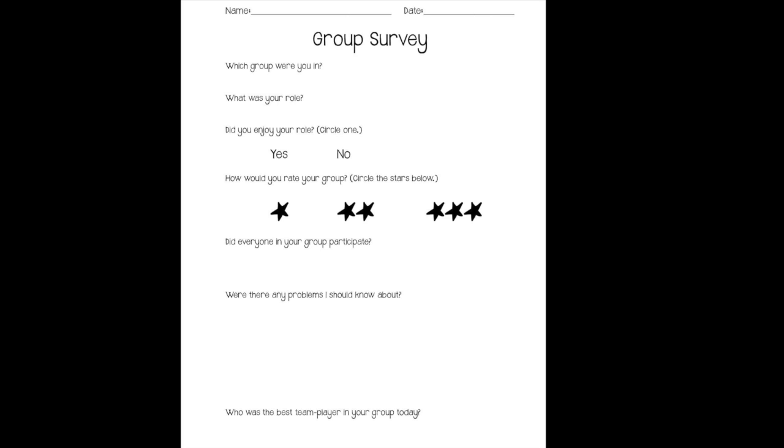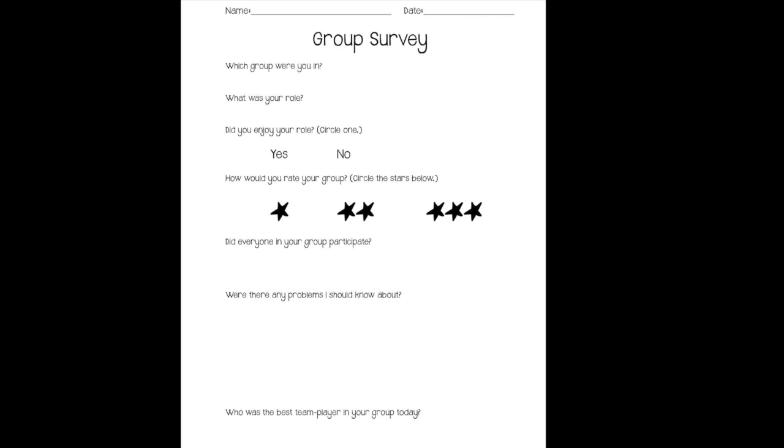And when we start out the year and we go over all of our procedures and we introduce groups, we're going to discuss this star rating, with 1 being, I didn't enjoy working with this group, 2 being, it was okay, we got our work done, and 3 stars being that it was excellent, I loved being with this group. And the next question says, did everyone in your group participate? Hopefully it could be a yes/no answer, or this could be their chance to say, well, everyone except Bobby did their role, for example.